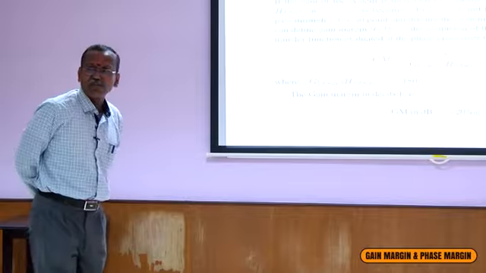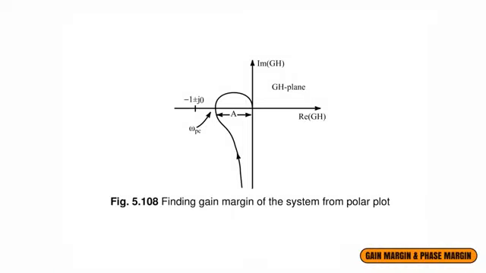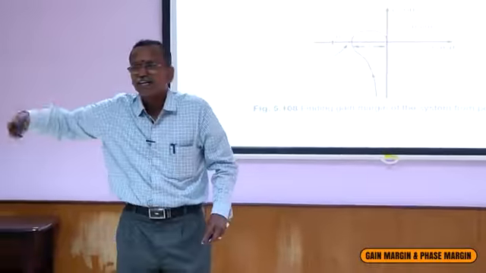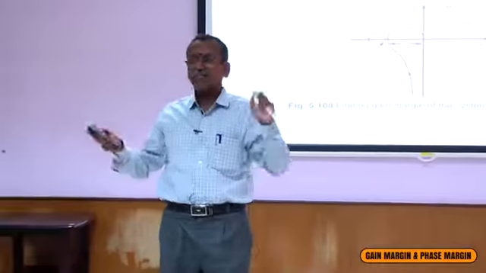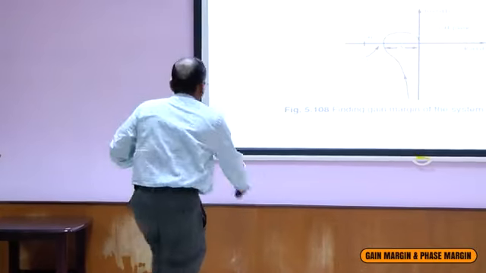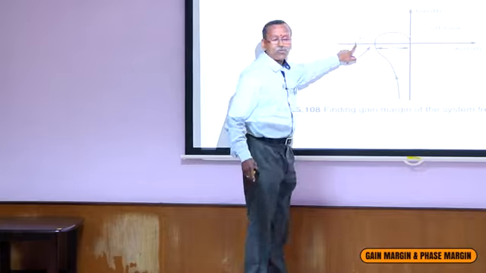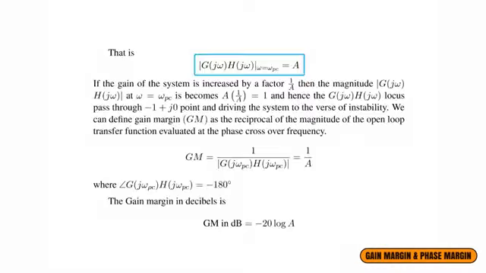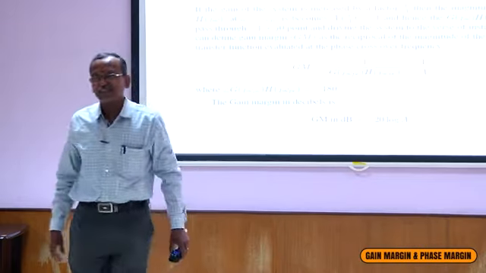Go to the previous slide. One more point I have to explain. Here, what is the magnitude? 1. What is the phase? 180. If it satisfies both, then the system is on the verge of instability, and it exhibits continuous oscillation. If you further increase, it becomes unstable. So at -1 plus j0, the magnitude is 1 and the phase is 180. The frequency at which the phase equals 180 is the phase crossover frequency.